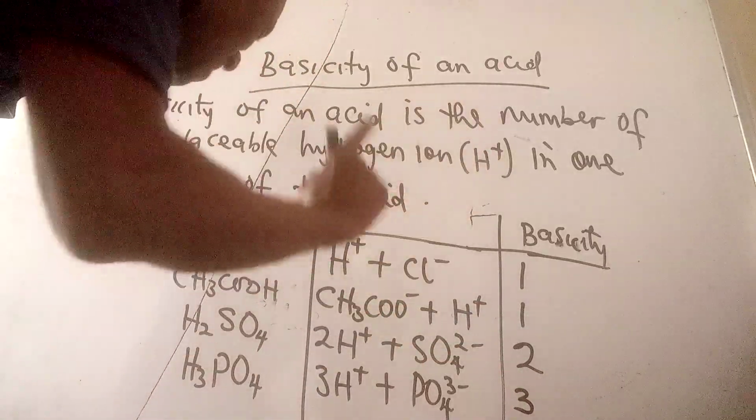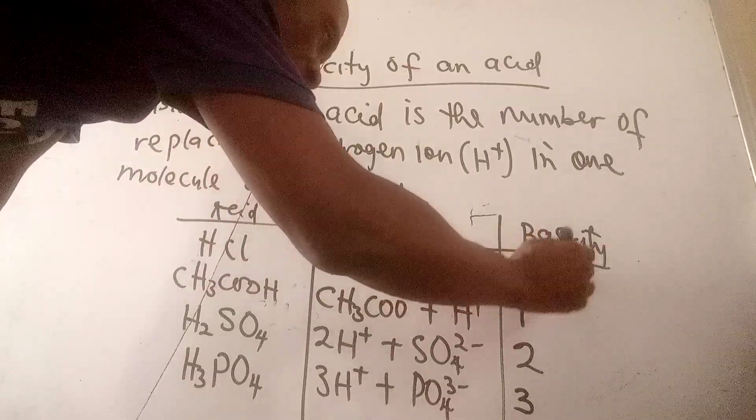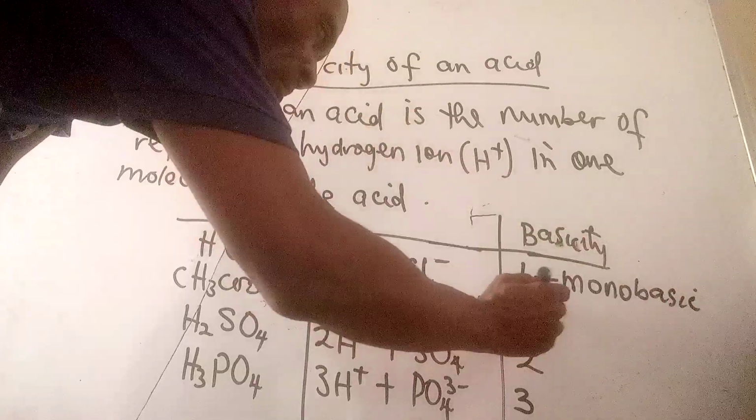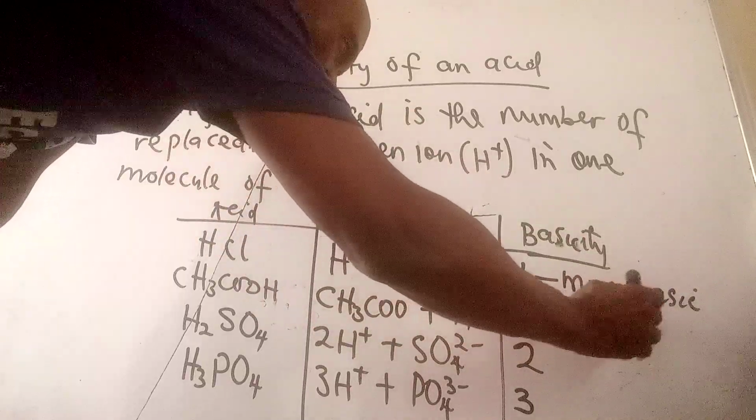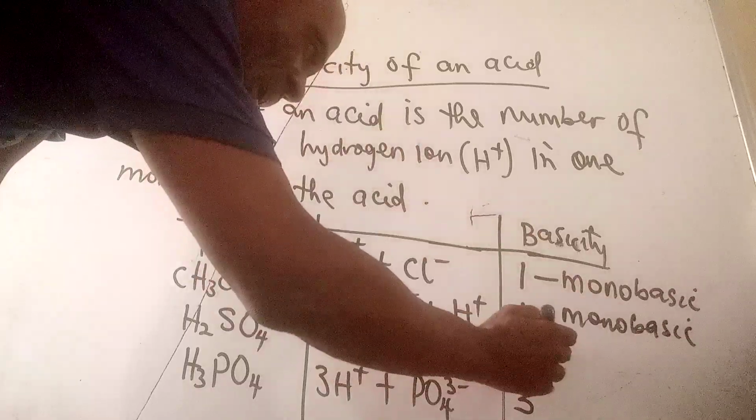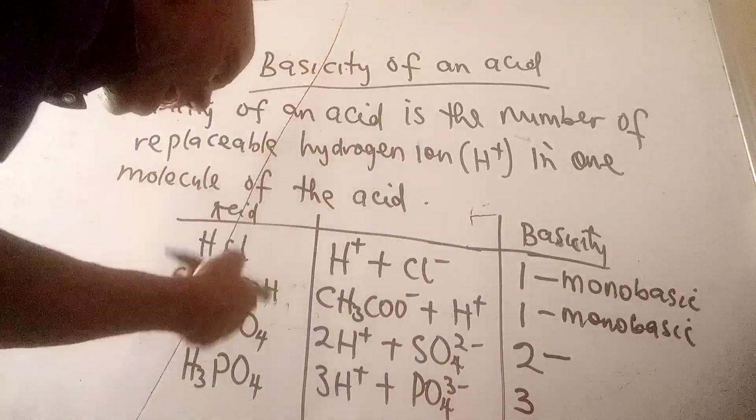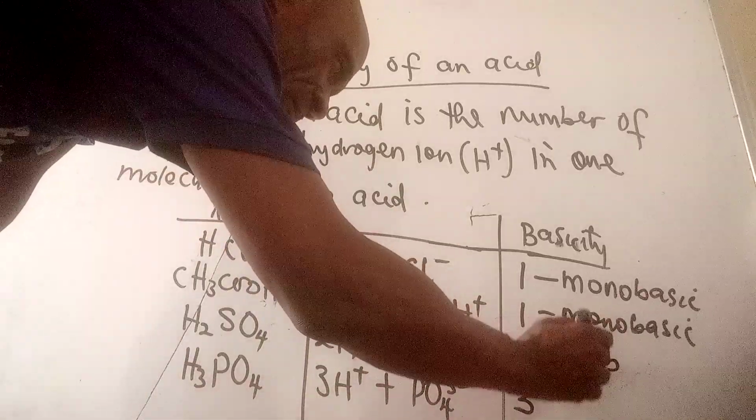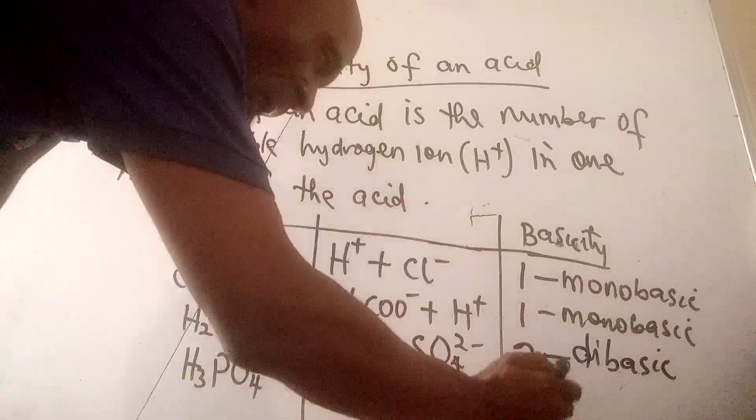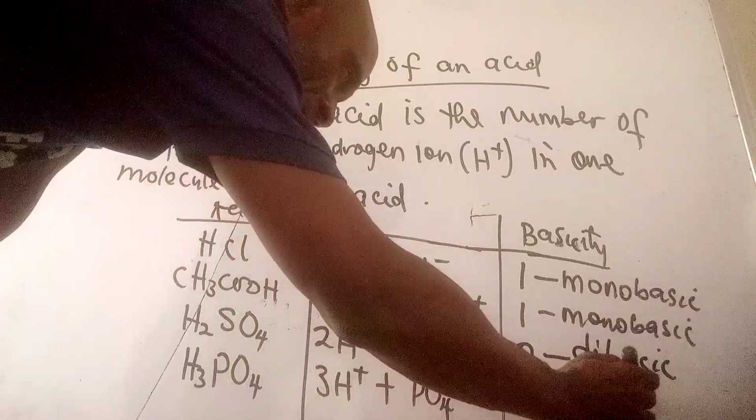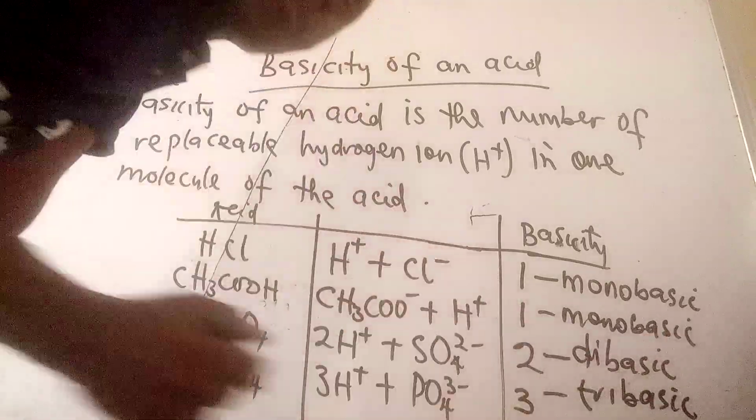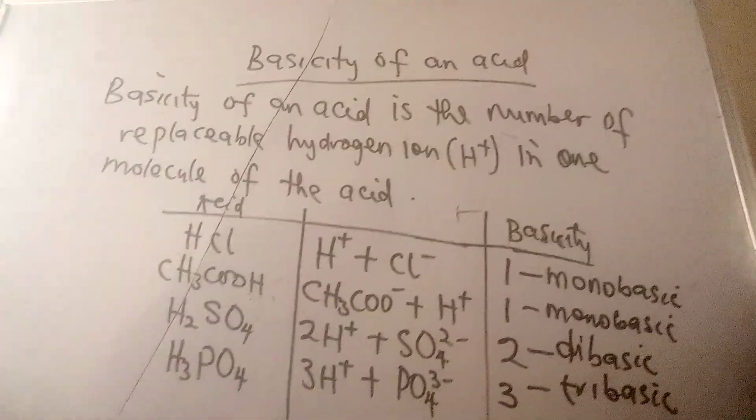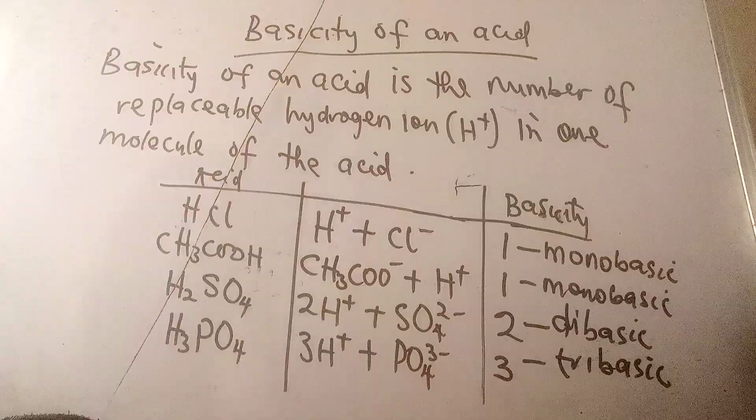So any acid with a basicity of 1 is called a monobasic acid. Monobasic. While any acid with 2 hydrogen ions in one molecule is called a dibasic acid. And this one is called a tribasic acid. So take note of that. Tribasic acid. All right.